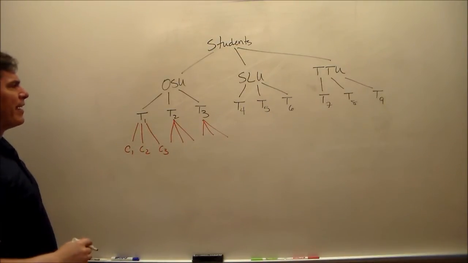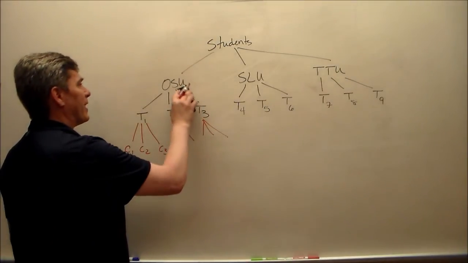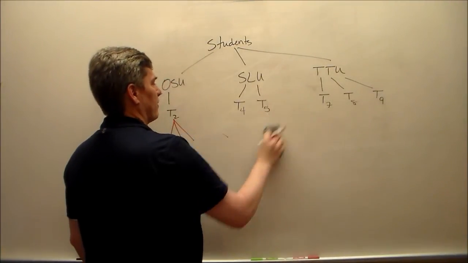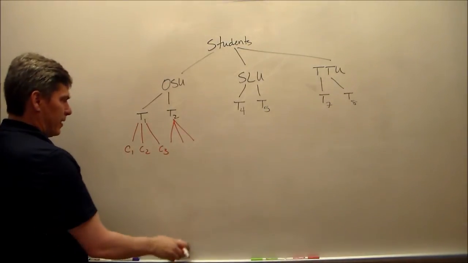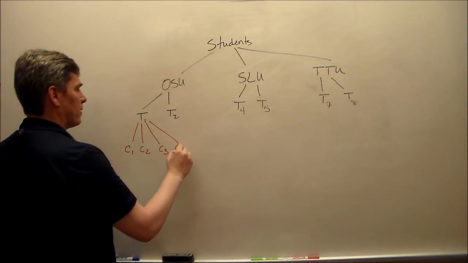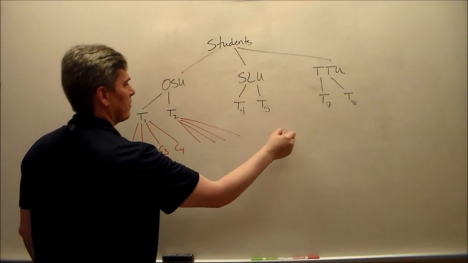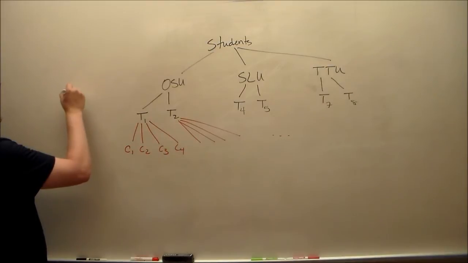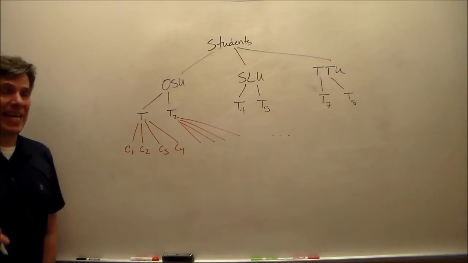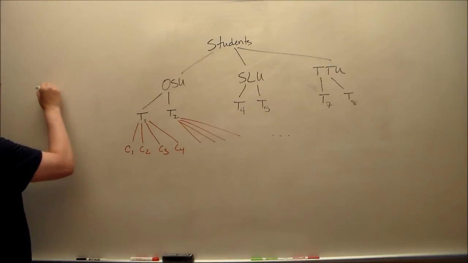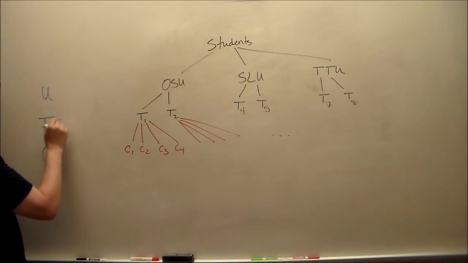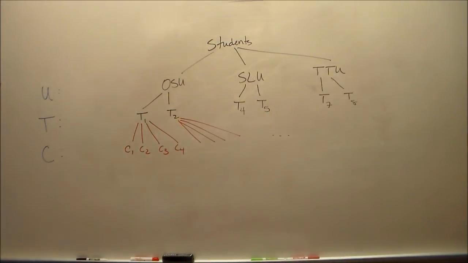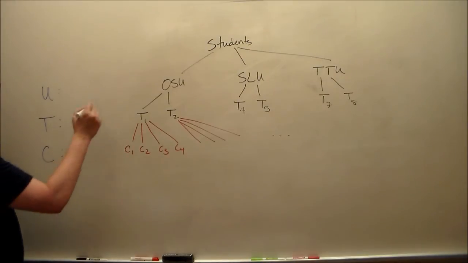Some terminology. I've got too many threes, so I'm going to get rid of one of these teachers in each. And teachers are going to have 4 classes each. If we call these levels A, B, and C, or let's call them U, T, and C, we'll go with that. U, T, C. Then the number of degrees of freedom for U is going to be the usual little u minus 1.